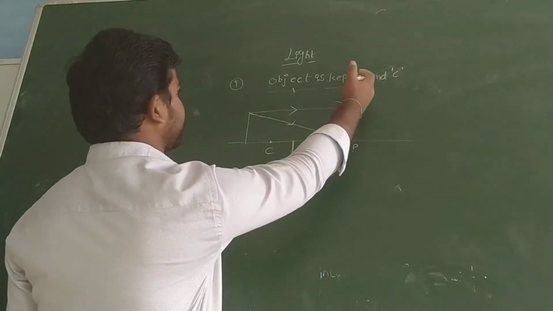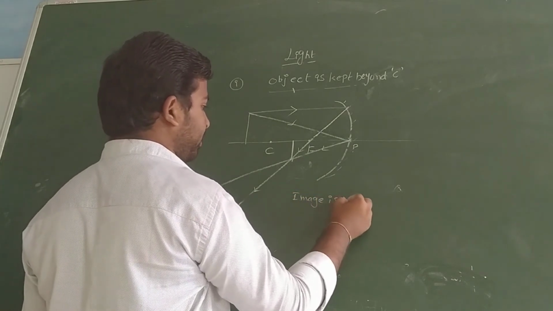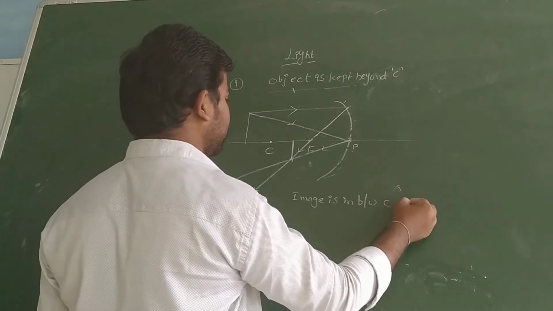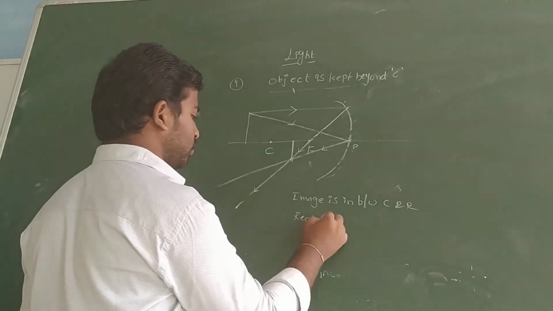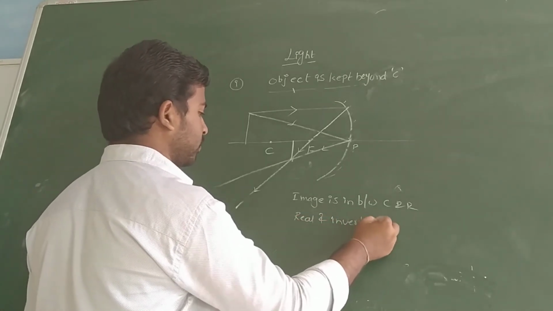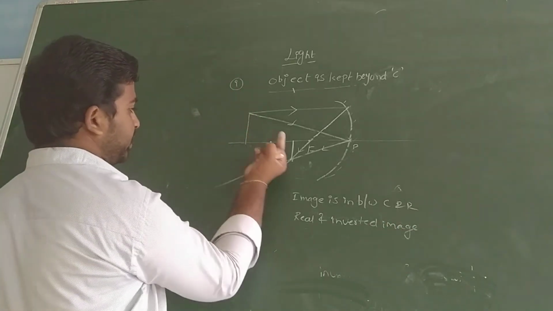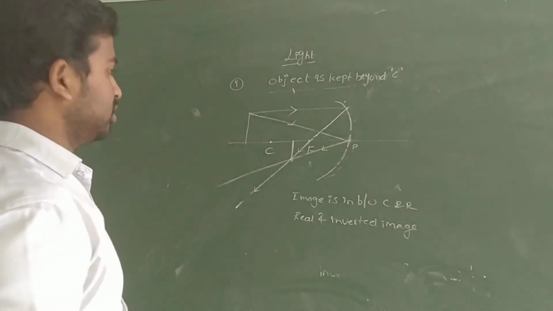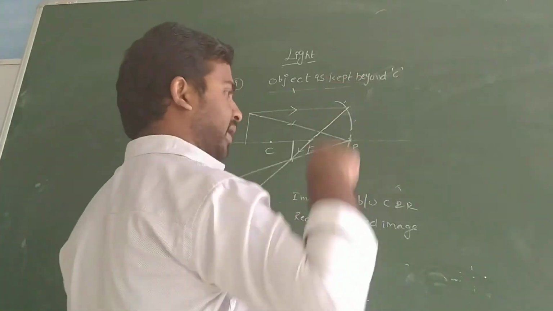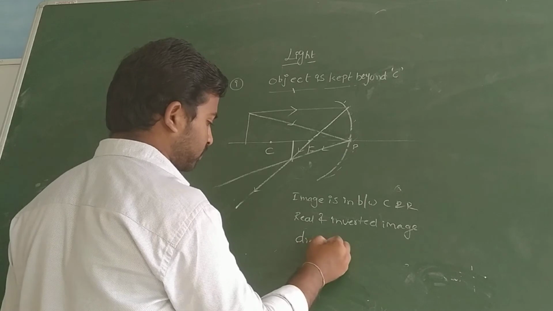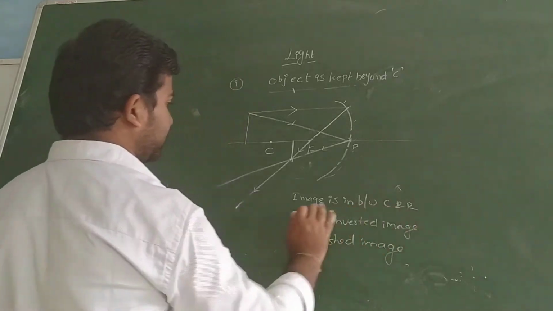See, now I kept the object beyond C, then the image is in between C and F, and it is a real image. Then it is a real and inverted image. And see, this is the object height and this is the size of the image. So somewhat it is a diminished image. Diminished means size is small. Magnified means size is big. Then it is a diminished image, and the image is in between C and F.